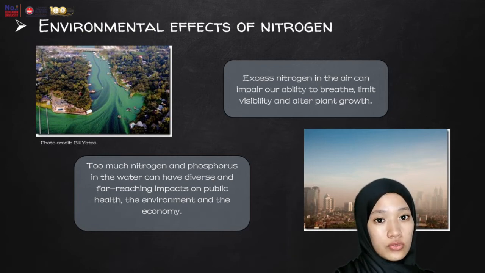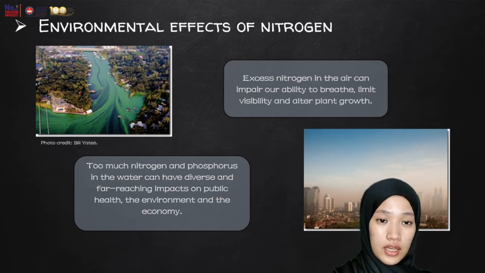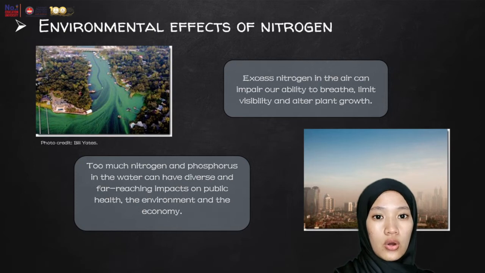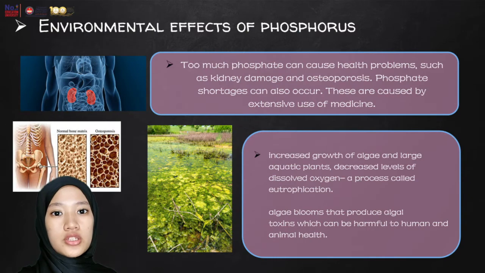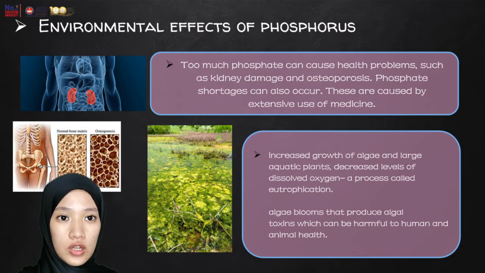The addition of nitrogen compounds in the environment has various effects. Firstly, it can change the composition of species due to susceptibility of certain organisms to the consequences. Another effect is from phosphorus. Too much phosphorus can cause increased growth of algae and large aquatic plants, which can result in decreased levels of dissolved oxygen, a process called eutrophication.